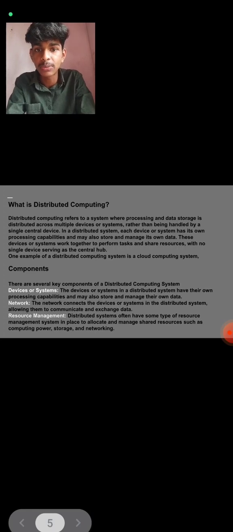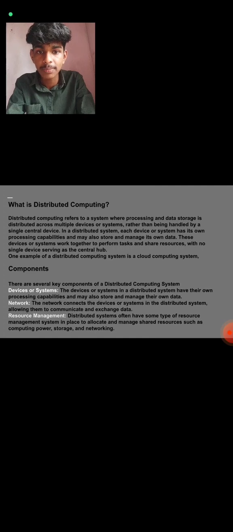Now, the components of distributed computing: devices or systems, network, and resource management. First, devices or systems. The devices or systems in a distributed system have their own processing capabilities and may also store and manage their own data. Network. The network connects the devices or systems in the distributed system, allowing them to communicate and exchange data. Resource management. Distributed systems often have some type of resource management system in place to allocate and manage shared resources such as computing power, storage, and networking.